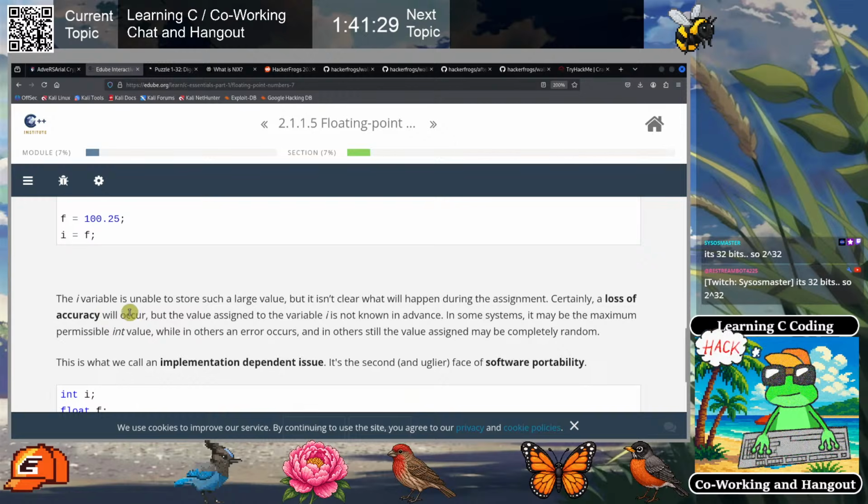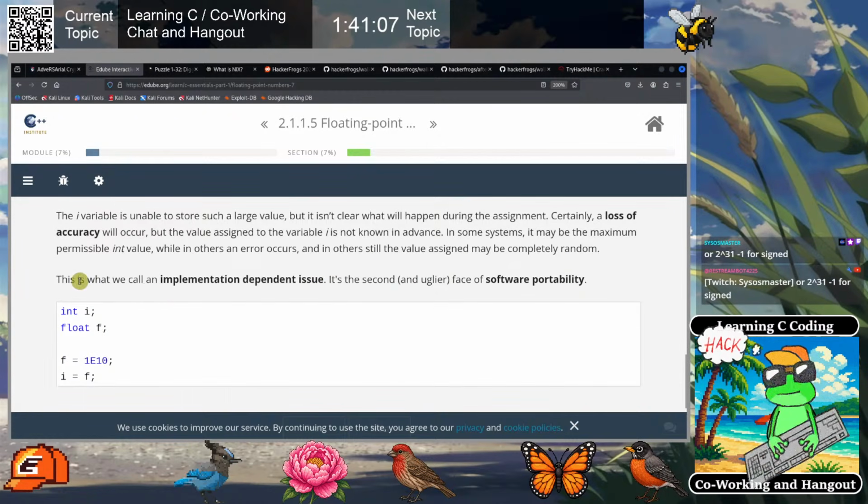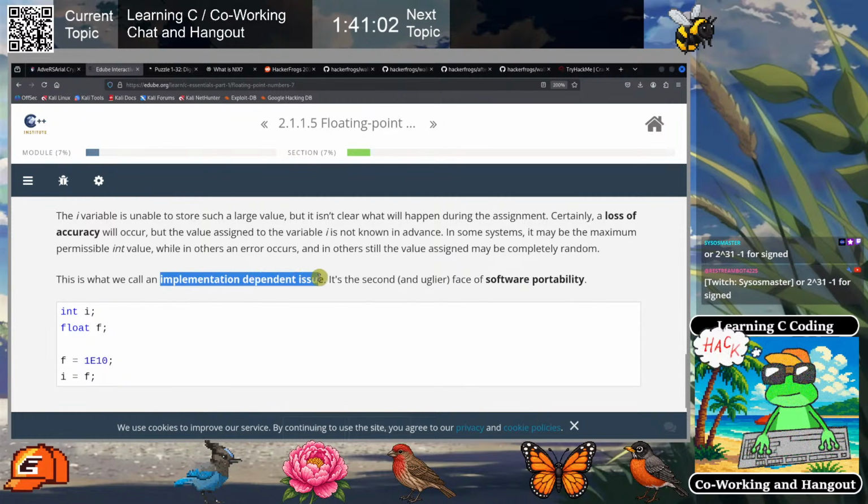Okay, the I variable is unable to store such a large value, but it isn't clear what will happen during the assignment. Certainly a loss of accuracy will occur, but the value assigned to the variable I is not known in advance. In some systems, it may be the maximum permissible int value, while in others an error occurs, and in others still, the value assigned may be completely random. So this is what we call an implementation-dependent issue. It's the second and uglier face of software portability.